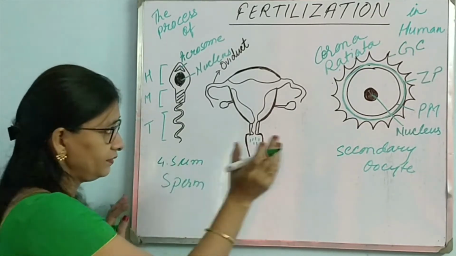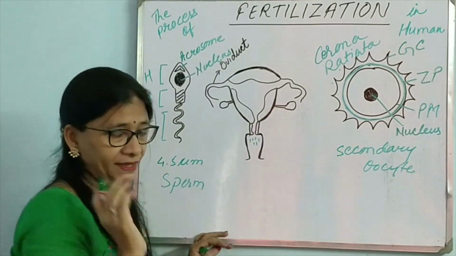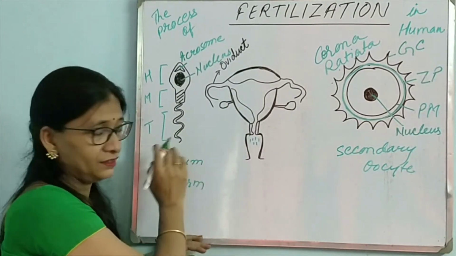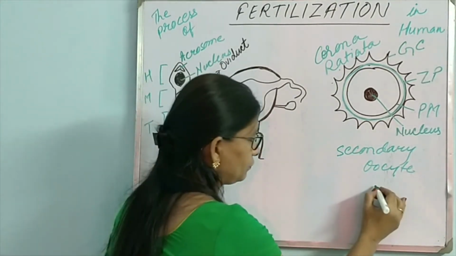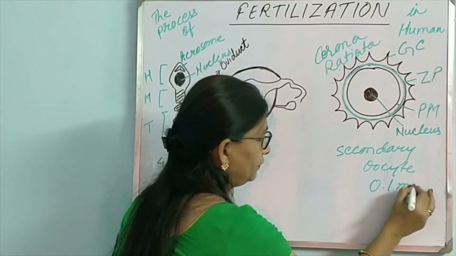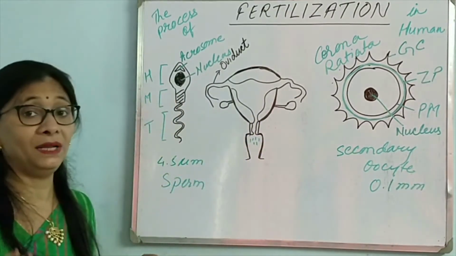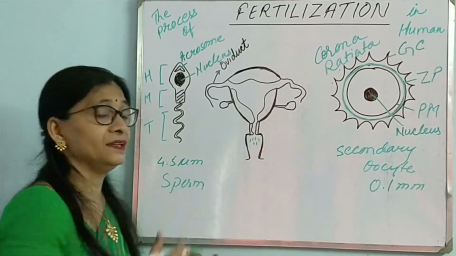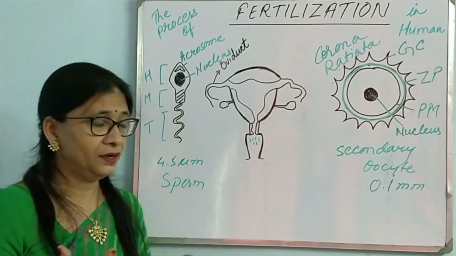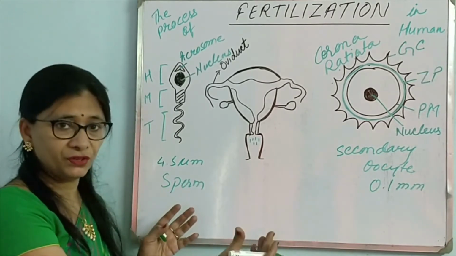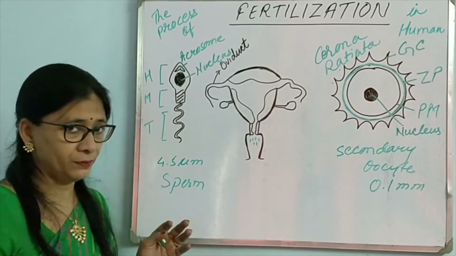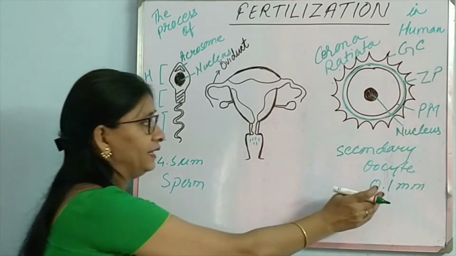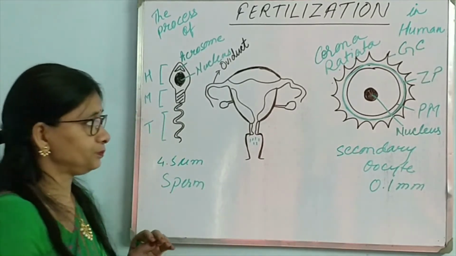Now, what is the size of secondary oocyte? Keep this in mind. Secondary oocyte is 100 times bigger than the sperm. Its size is 0.1 millimeter. So you can very well see there are hundreds of times difference between them, but to keep 2-3 points in mind, the size is a major difference. This is 4.5 micron and this is 0.1 millimeter.